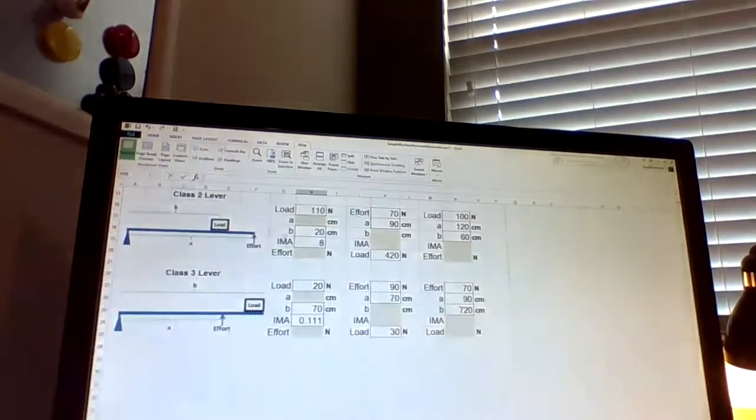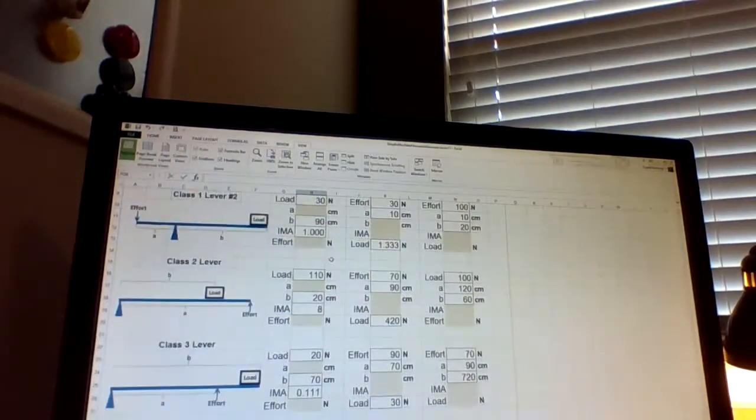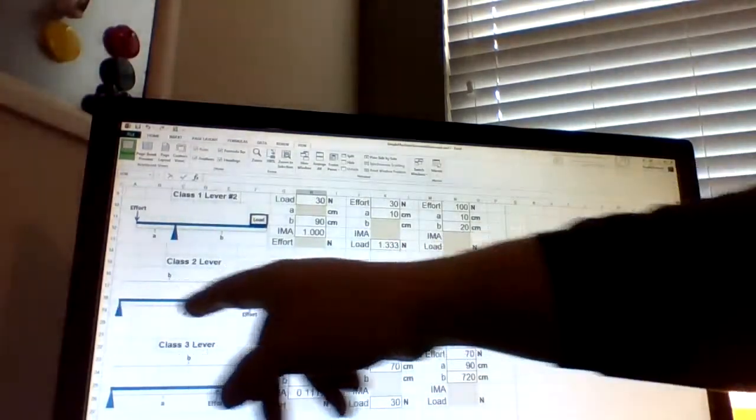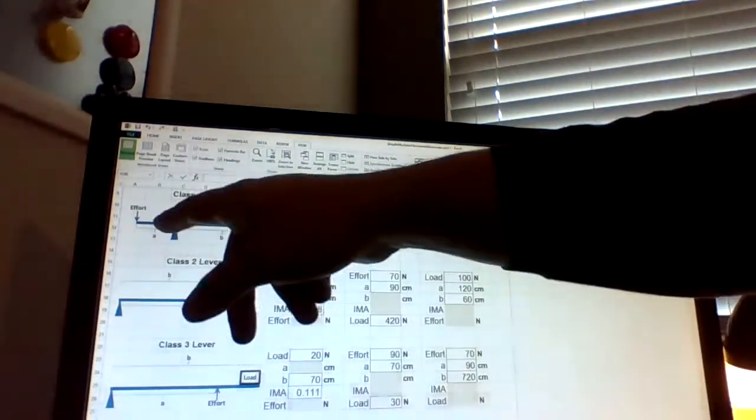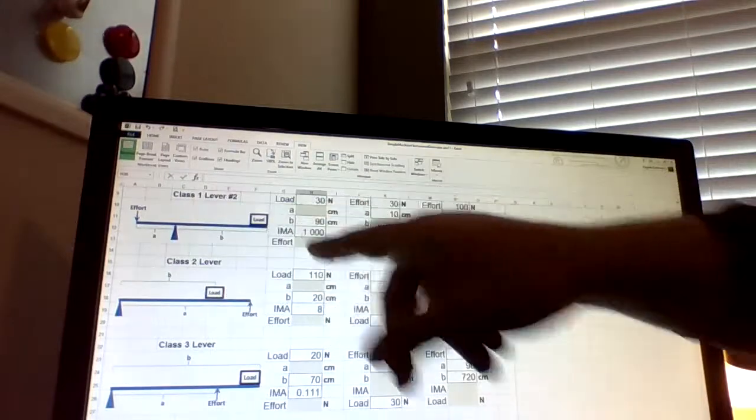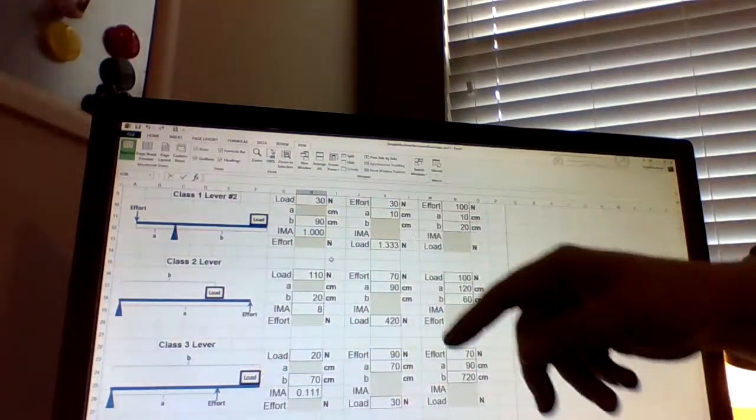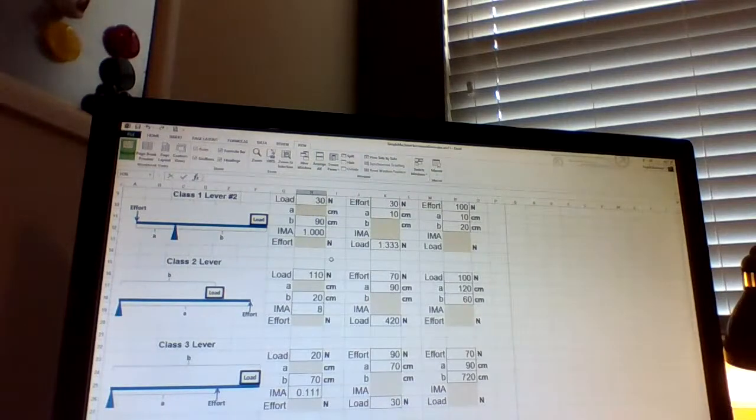Level 3 levers are even more complex. And what we start doing there, hold on a second, let's view normal. You'll notice here sometimes I'm asking you, what should that distance be? Sometimes I'll ask you, what should the other distance be? What should the IMA be for that load? And the reason why you do it this way is that you never know what they're going to provide you and then what they're going to ask you for.